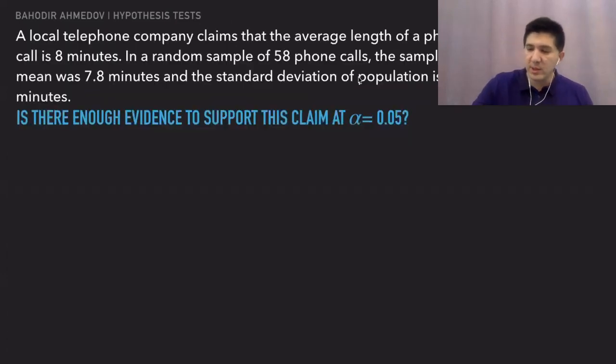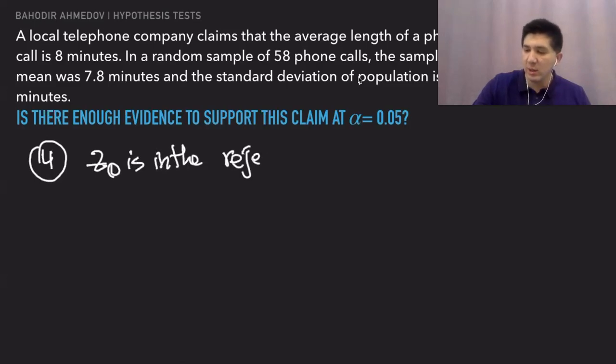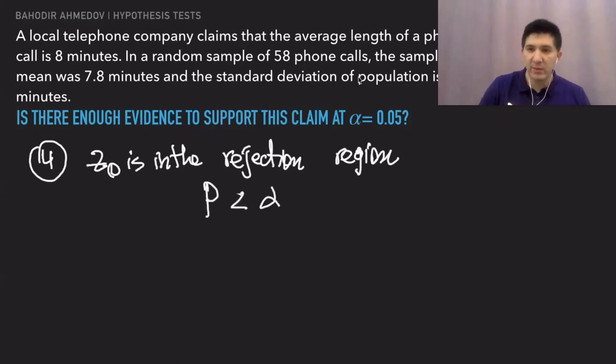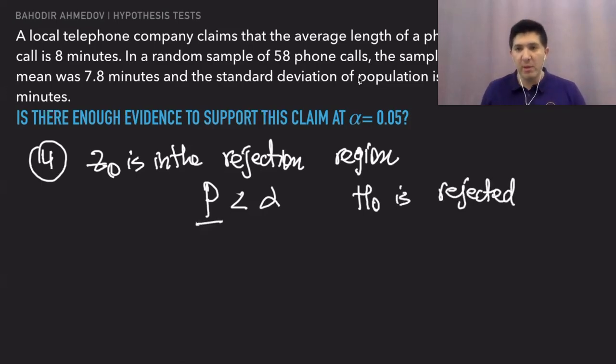So next, the conclusions. In step number 4, we knew that the standardized test statistic is in the rejection region. So it means that the p-value is going to be smaller than the level of significance, right? It means that the null hypothesis is rejected. So the p-value, which is the plausibility of the null hypothesis, is not significantly big, and we cannot accept this. We are going to reject this.